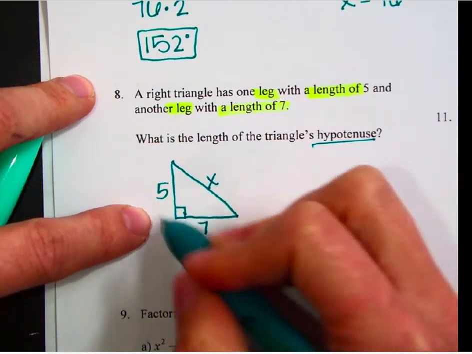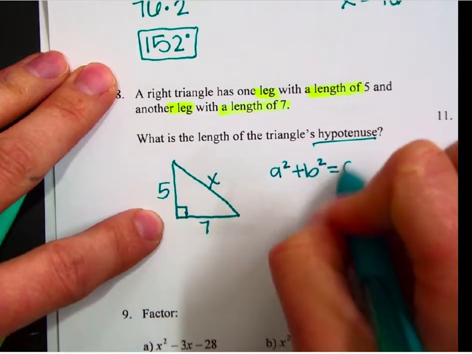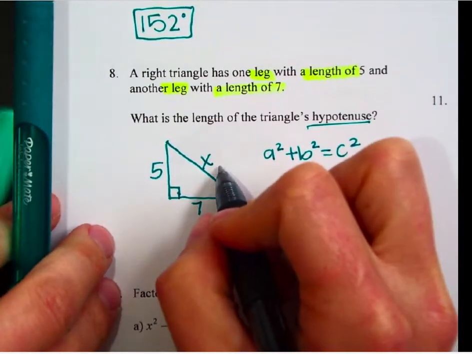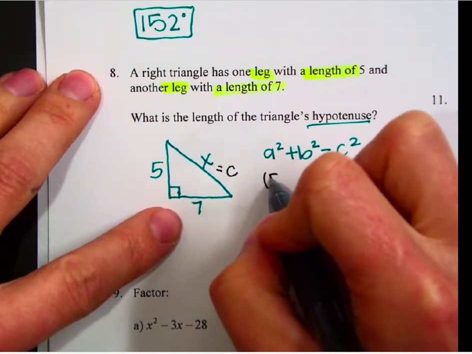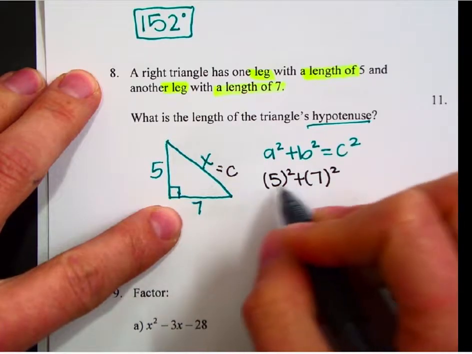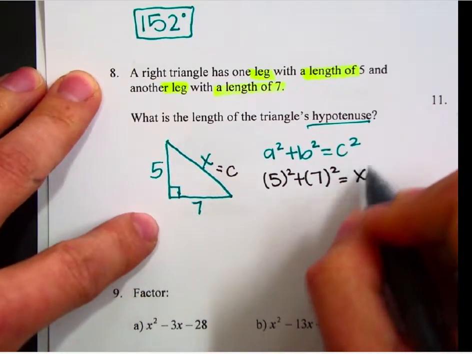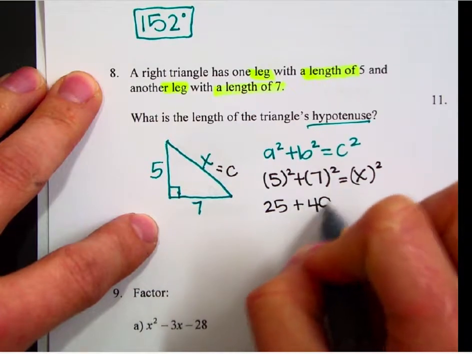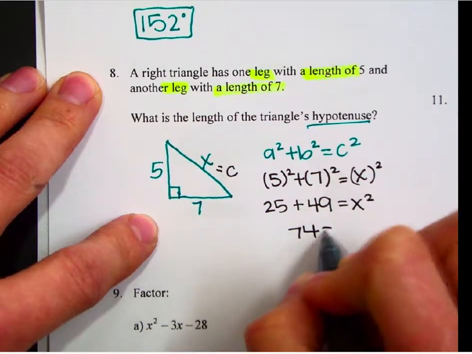So if we're given 2 out of the 3 side lengths in a right triangle, we have the Pythagorean theorem. A squared plus b squared equals c squared, where c is always going to be the hypotenuse. So I'm going to plug in 5 for a, 7 for b, but we remember the order we plug those in for a and b doesn't matter. But we definitely have to plug in the hypotenuse length x for c. 5 squared is 25, 7 squared is 49. 25 plus 49 is 74.